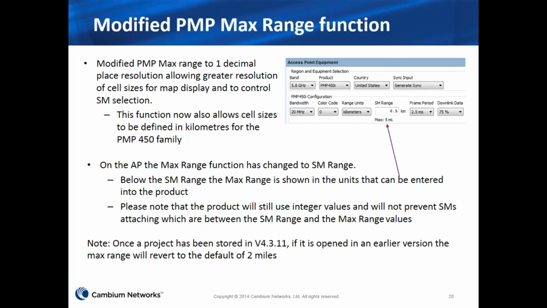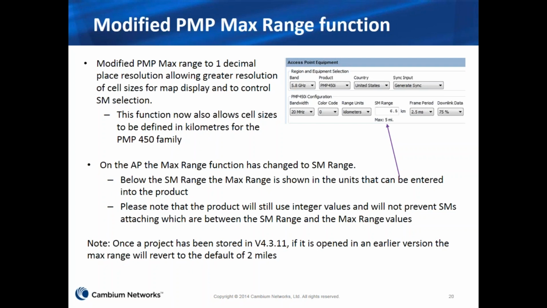Just for clarity, we have still shown the max range under the SM range when you're actually setting the range. This is the value that you'll actually need to use within the product, and for some products it can only be set in miles, especially on the 450 range at the moment. And we also use this value within LINKPlanner for the capacity calculations, which are determined by the max range, not this new SM range. There's a couple of things to be aware of.